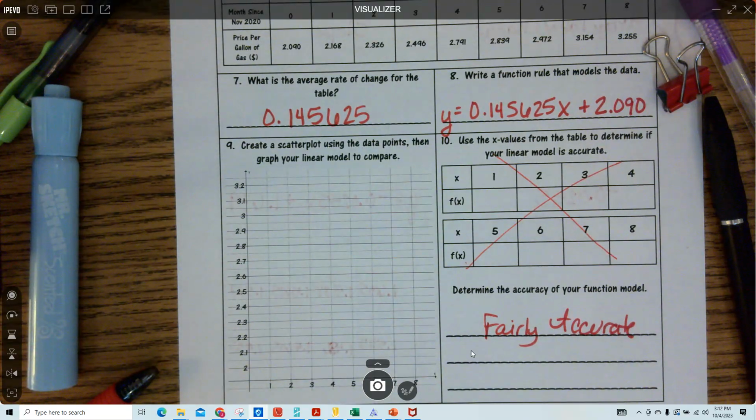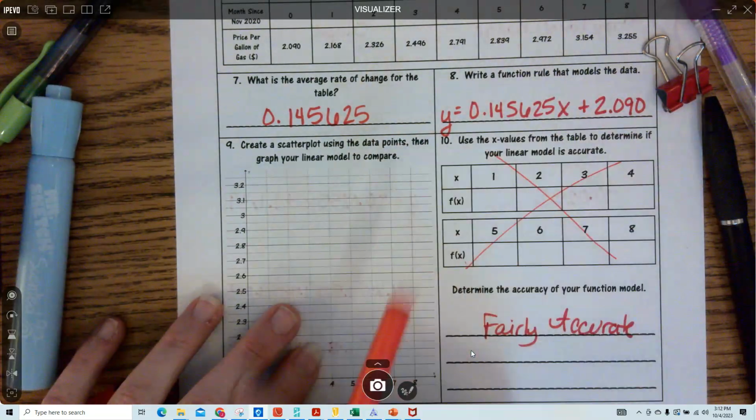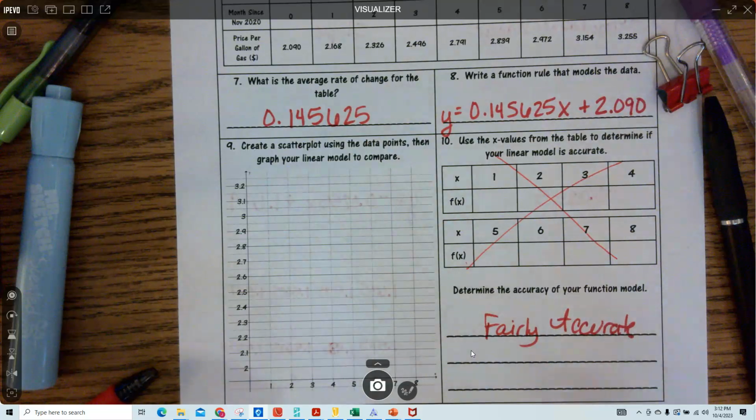But this is what we're doing for the next 3 days. It's just kind of testing this average rate of change using different methods to see how close it is to what it should be. Okay?